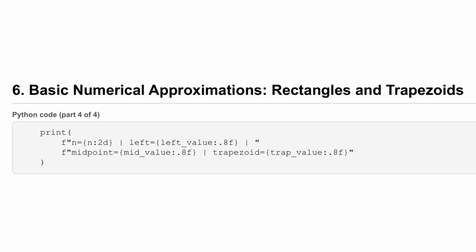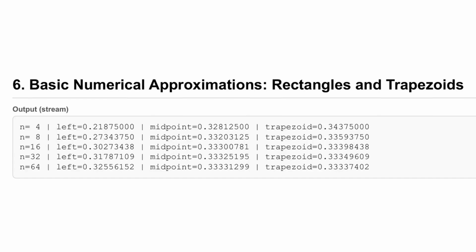We then run a loop, increasing the number of subintervals from 4 up to 64. Inside the loop, we compute the area using all three methods and print the estimates to observe how they change. Notice how the estimates behave as the number of subintervals increases. The left rectangle method approaches the true value of 1/3 rather slowly. In contrast, the midpoint and trapezoidal rules are much more accurate even with a small number of intervals, quickly converging to the correct mathematical answer.